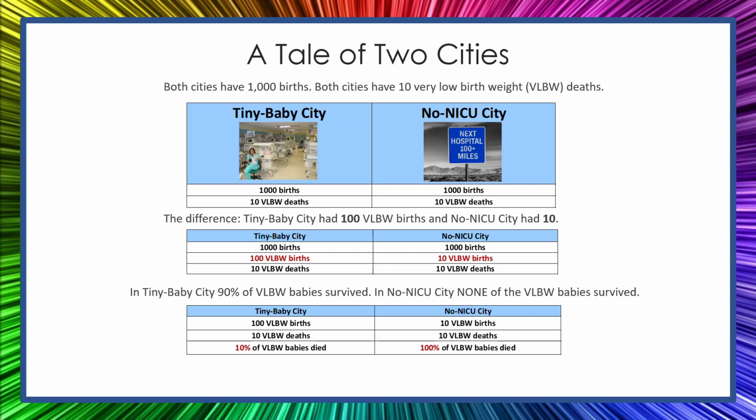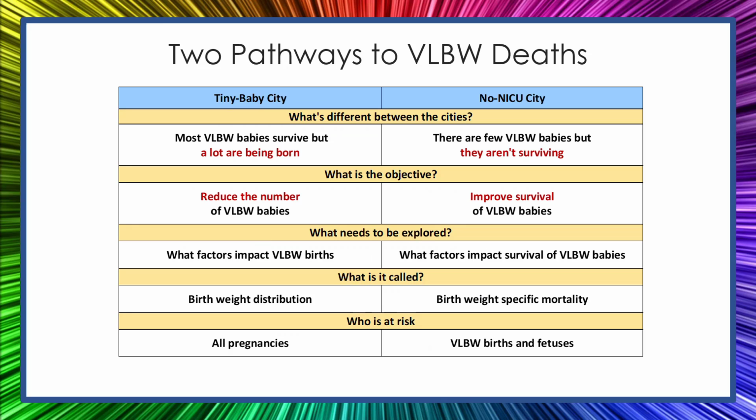The difference is that Tiny Baby City had 100 very low birth weight births and No NICU City had 10. In Tiny Baby City, 90% of the very low birth weight babies survived. In No NICU City, none of the very low birth weight babies survived. Or to say it the opposite way, in Tiny Baby City, 10% of the very low birth weight babies died. In No NICU City, 100% of the very low birth weight babies died. So what's happening? What's different?